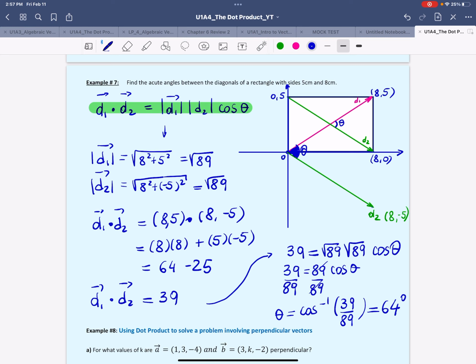Now, obviously, you could have found the angle between the diagonals using other methods, like geometry methods, or simple trigonometry. You can use simple trigonometry to figure out this angle and just to check if your dot product formula worked.